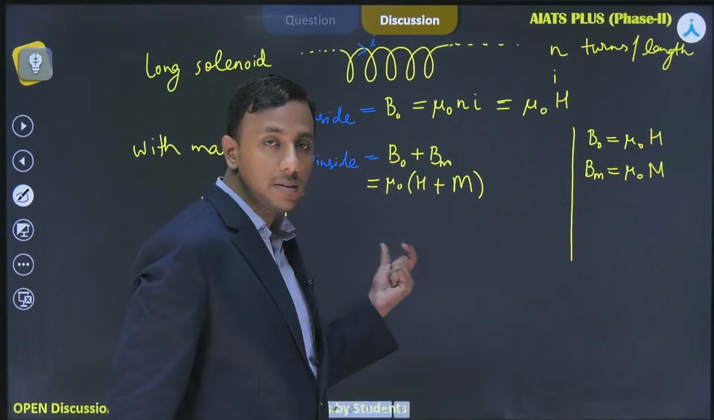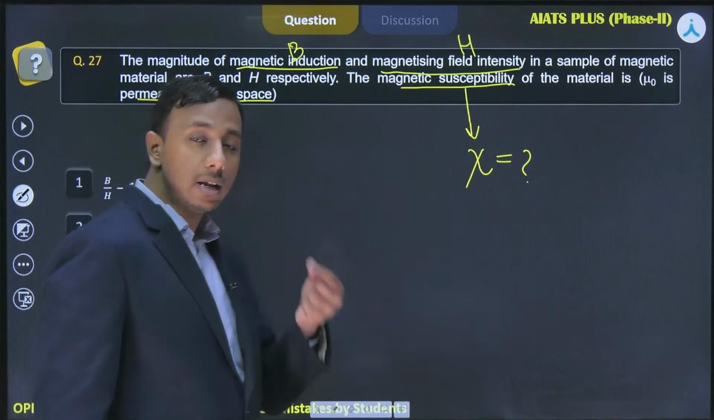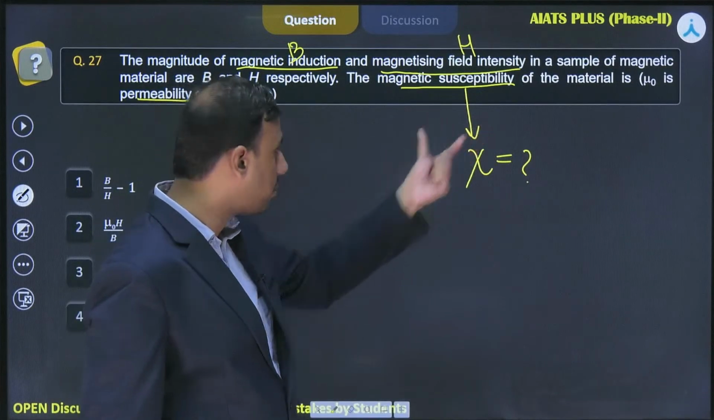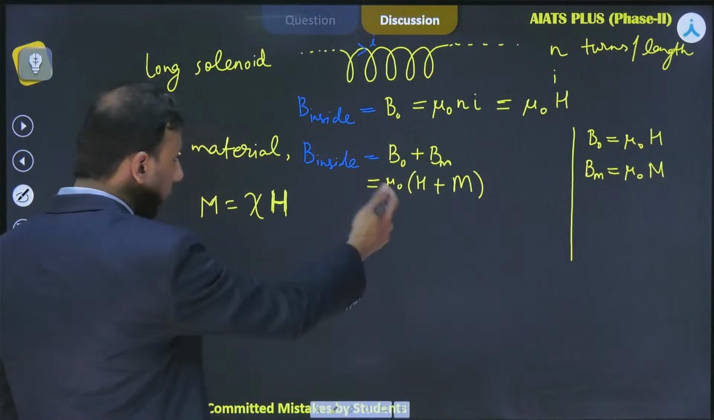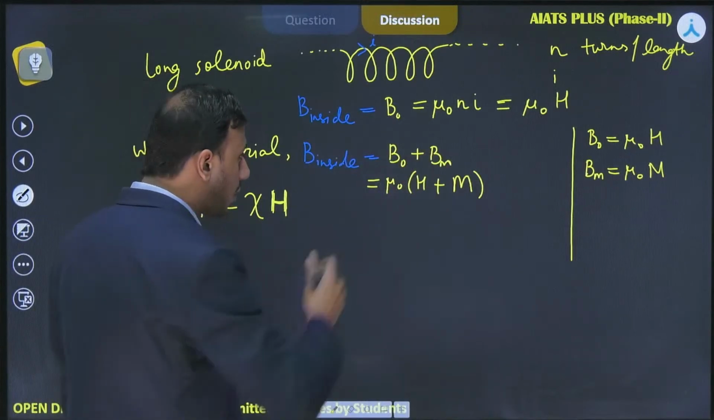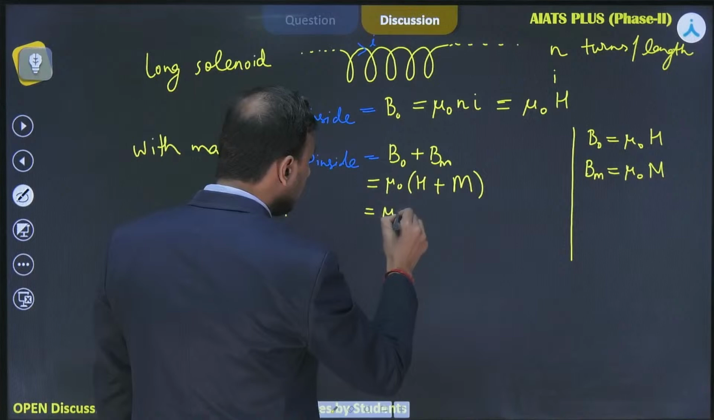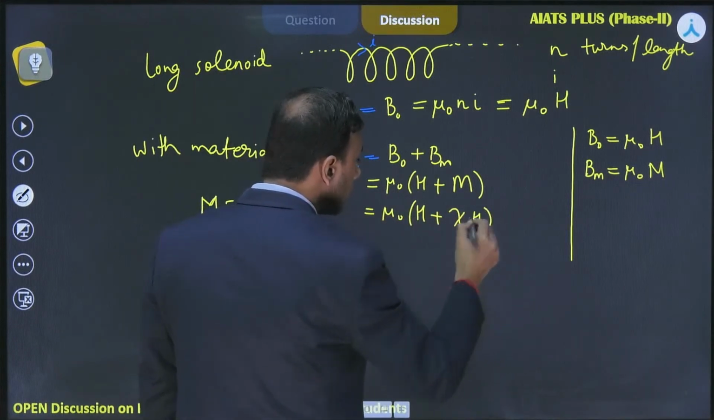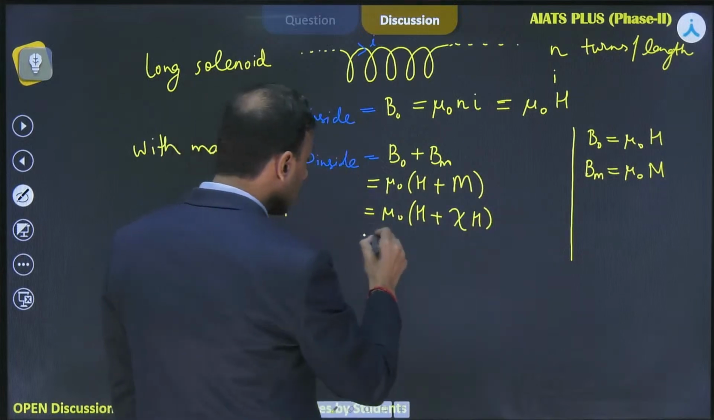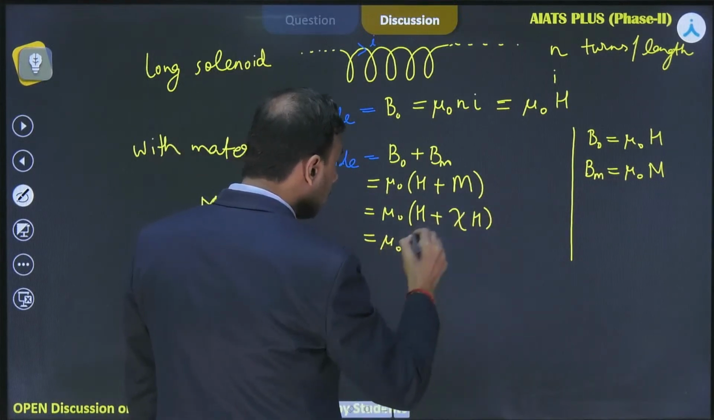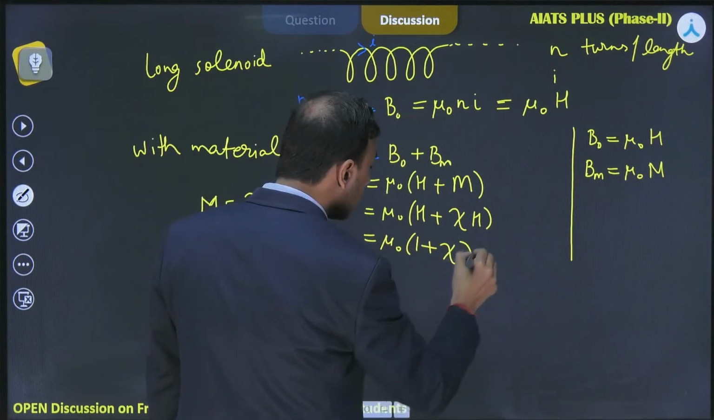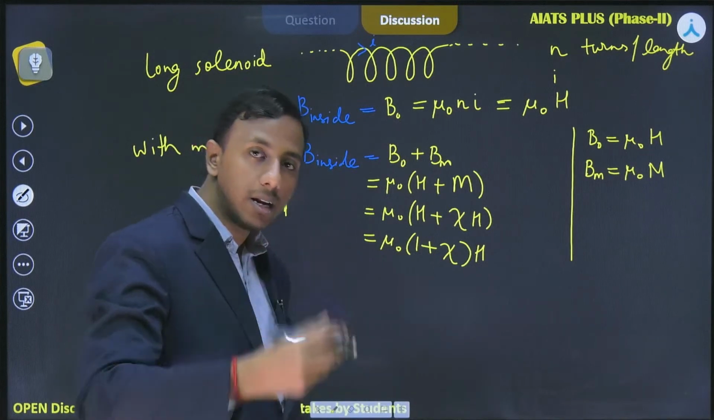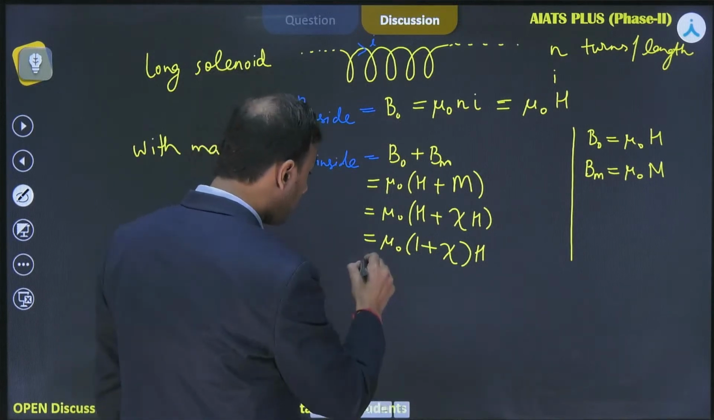Xi is also written over there, right. Susceptibility of this material. I already told you what this magnetic susceptibility is. And so you have to substitute over here. So what will it become? See, mu naught into H plus Xi H, H you can take as common. So it becomes mu naught into 1 plus xi into H, and 1 plus xi becomes your mu r, that is relative magnetic permeability. Okay.